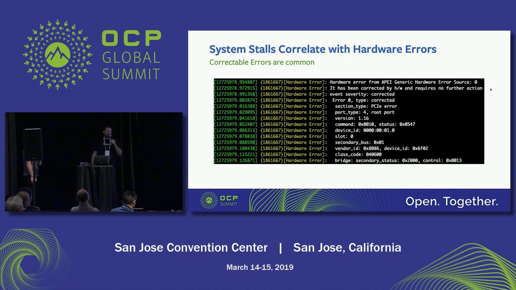But what we were seeing was a bit different. Like if there's a correctable memory error, it doesn't make sense for that to stall a machine for 800 milliseconds. So something else is going on there. And Zhengyu's going to dive into what's going on at the platform layer.